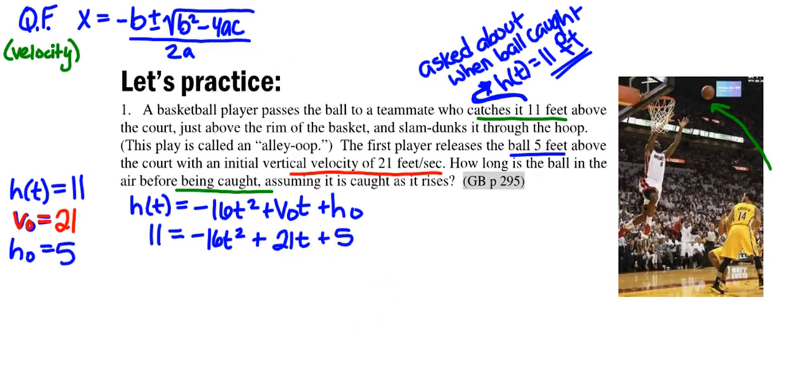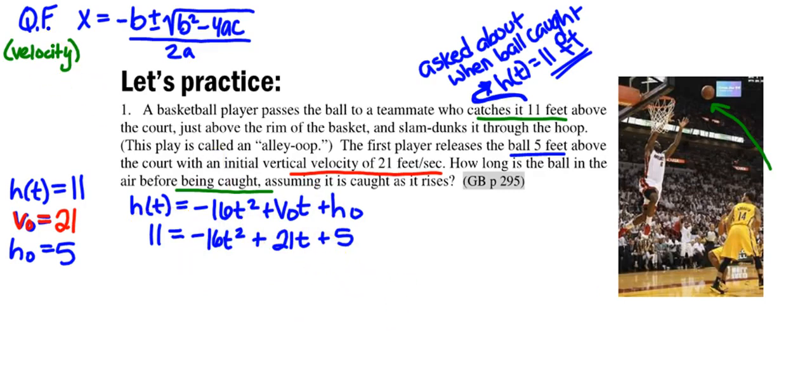To solve this, now check out what we've got. We have a middle term, which means we cannot solve by square roots. So it's a good thing we have been practicing our quadratic formula skills because we're about to use it. But before we do that, what's wrong with that? Why can't I just say A is negative 16, B is 21, and C is 5?